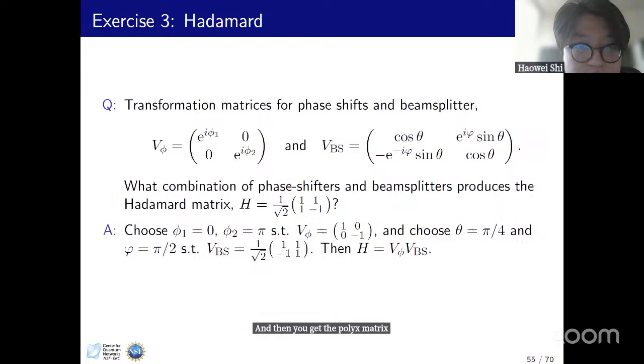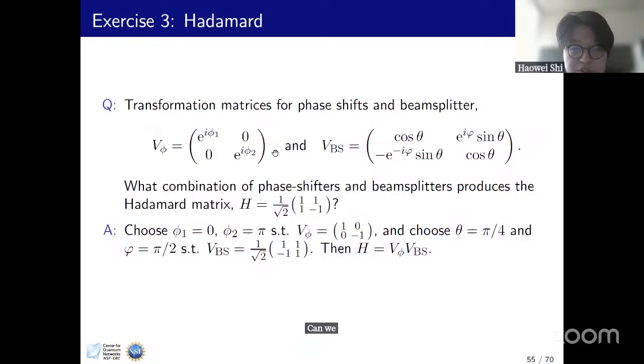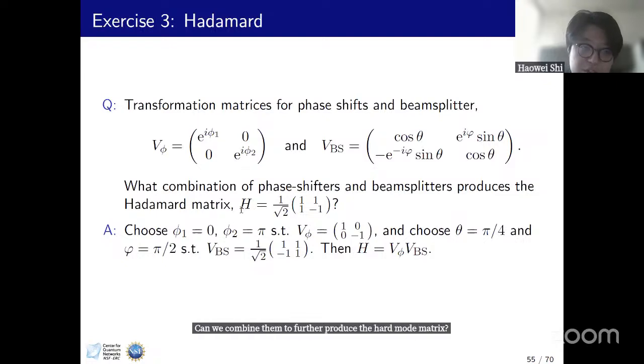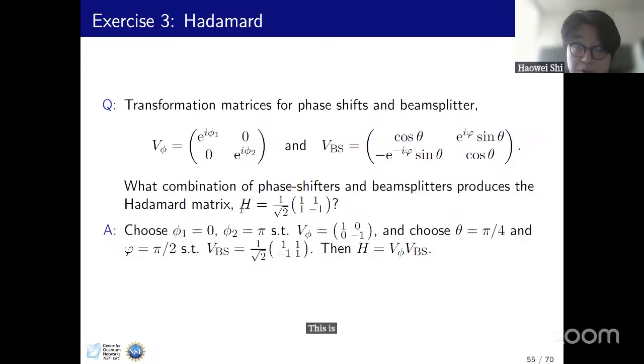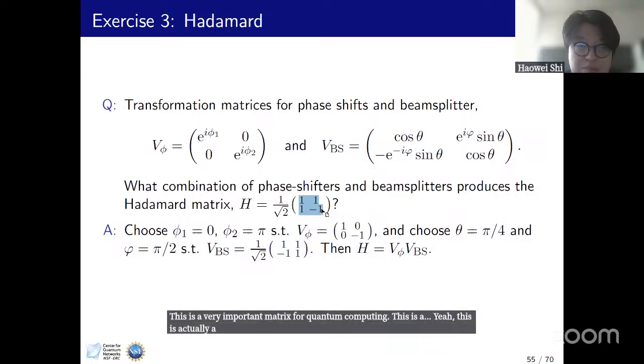Here's an exercise. Let's consider the V5 VBS for phase shifts and the beam splitter. Can we combine them to further produce the Hadamard matrix? This is a very important matrix for quantum computing. This is actually a specific beam splitter.